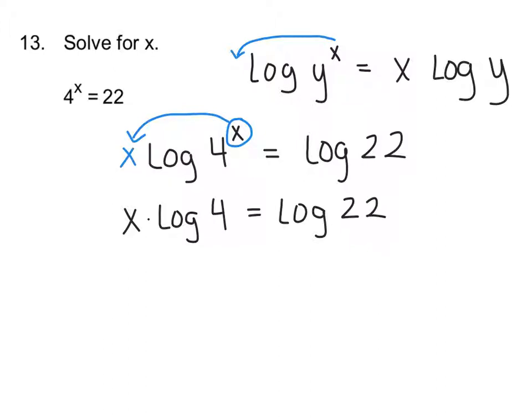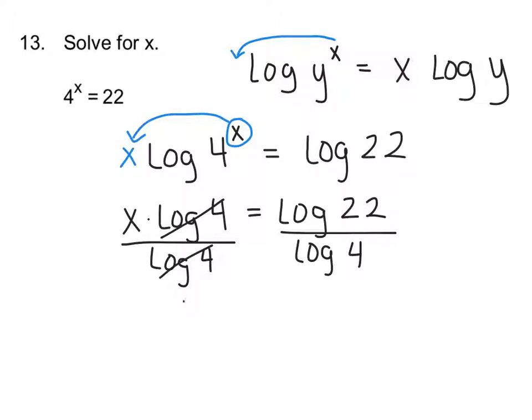Now the log of a number is just another number. The log function is found on your calculator, and it's usually identified by the letters LOG. We're going to use that button in our next couple steps. Our next step is to divide both sides by the log of 4. This will get the x by itself on the left side.